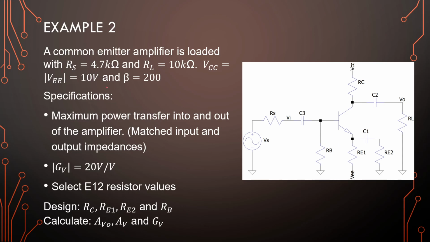So the examples are purely to demonstrate how we would approach certain problems. And for this one, we have a source resistor of 4.7 kilo ohms and a load resistor of 10 kilo ohms. VCC absolute VEE is 10 volts, beta of 200, and we must design for a specific input impedance and output impedance, so maximum power transfer in and out of an amplifier, and a specific gain of 20 volts per volts. So from this would be the best approach for an amplifier design.